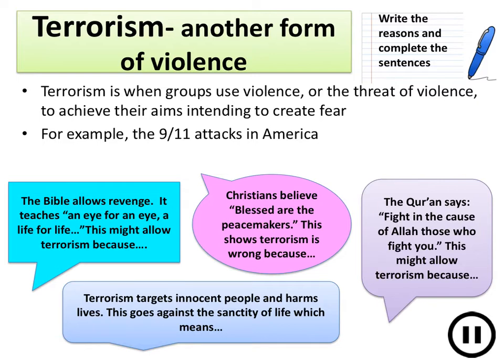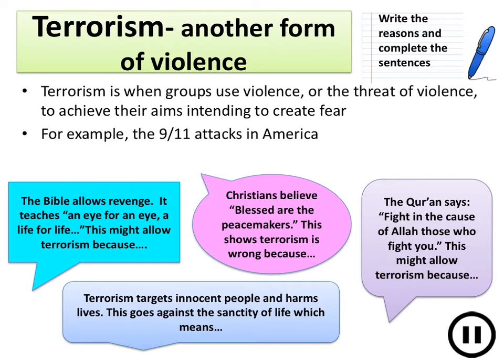In the Quran it says, "Fight in the cause of Allah those who fight you." This could allow terrorism if it's justified along religious grounds. Many terrorists claim to be doing it for a religious cause, and if they are Muslims, they may use teachings like this in order to justify a holy war against those they see as going against Islam.